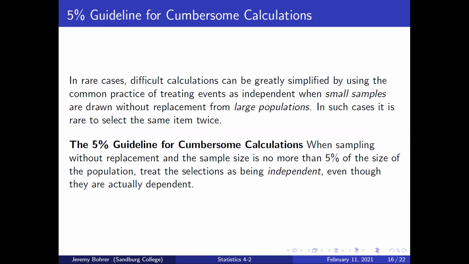In rare cases, difficult calculations can be greatly simplified by using the common practice of treating events as independent when small samples are drawn without replacement from large populations. In such cases, it is rare to select the same item twice. The 5% guideline for cumbersome calculations: when sampling without replacement and the sample size is no more than 5% of the size of the population, treat the selections as being independent even though they are actually dependent.